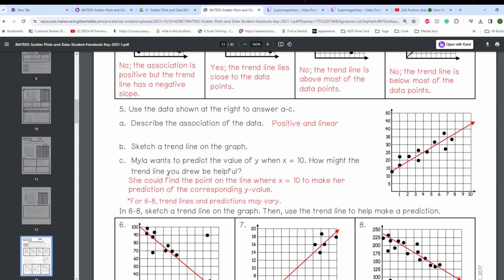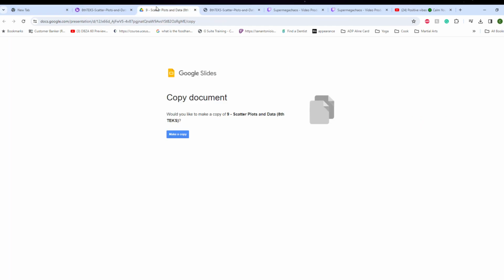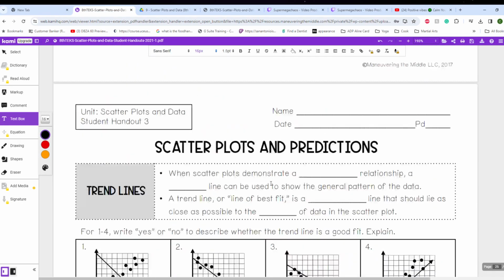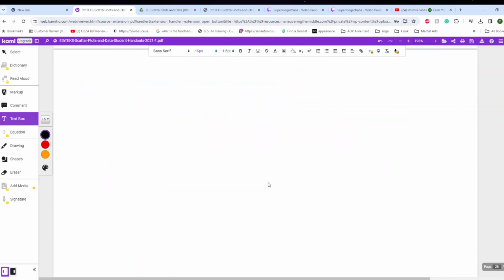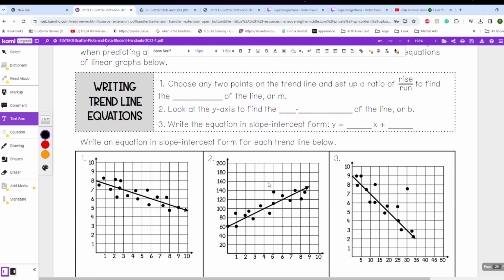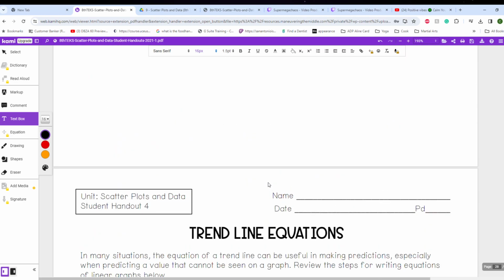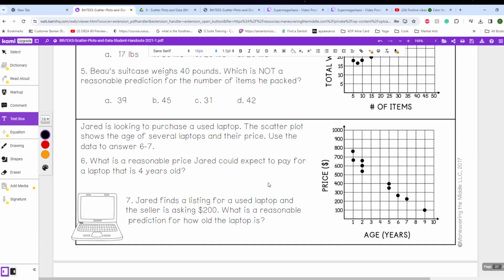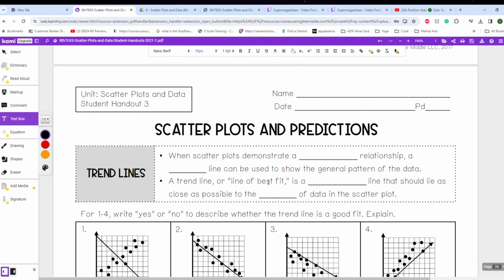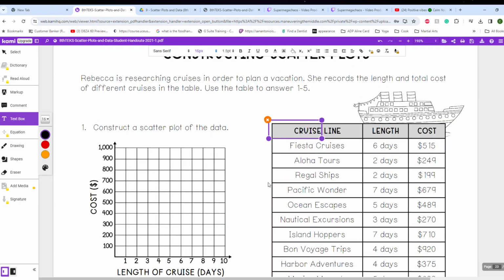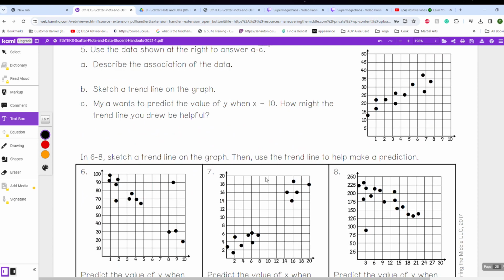All right. Let's go to the one without all the answers, because that helps me with the note part, but not much with the other parts. Oh, we're going to do that next. Okay, cool. Scatter plots and predictions. No, we're not there yet. Oh, wait, yes, we are. Okay, we're right here.